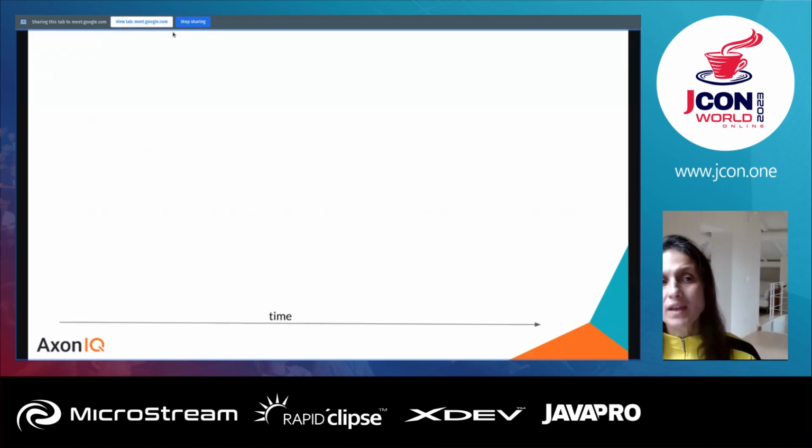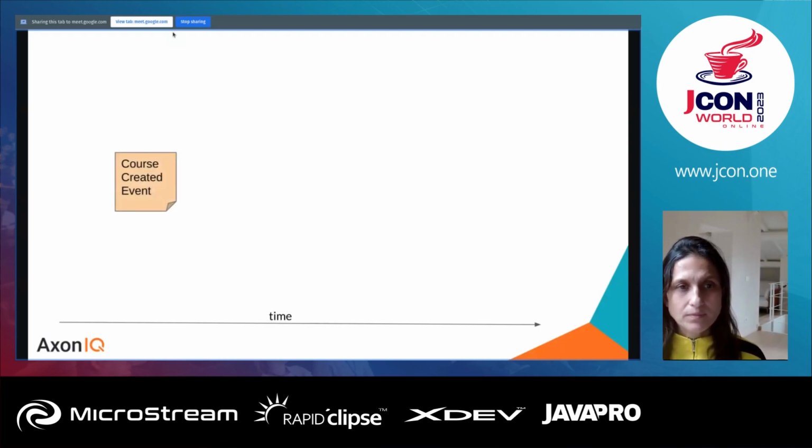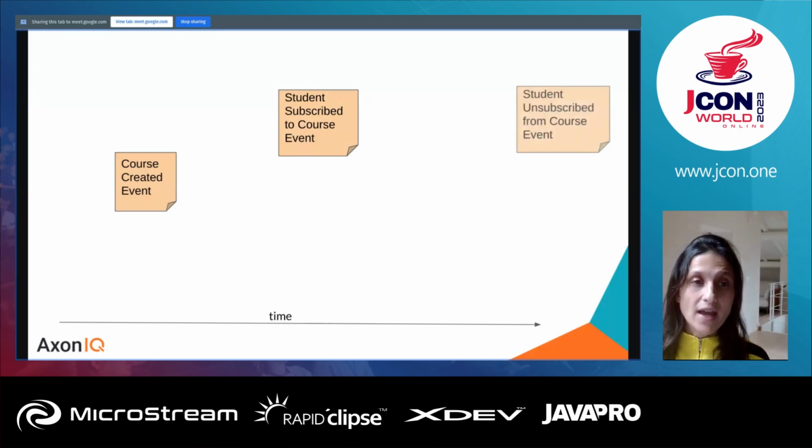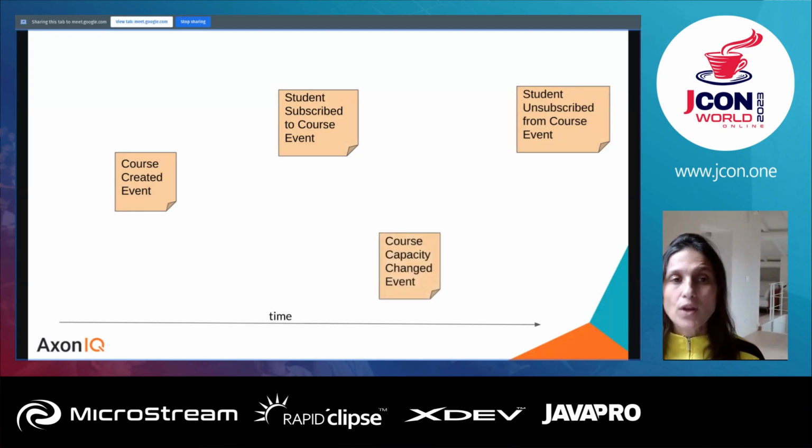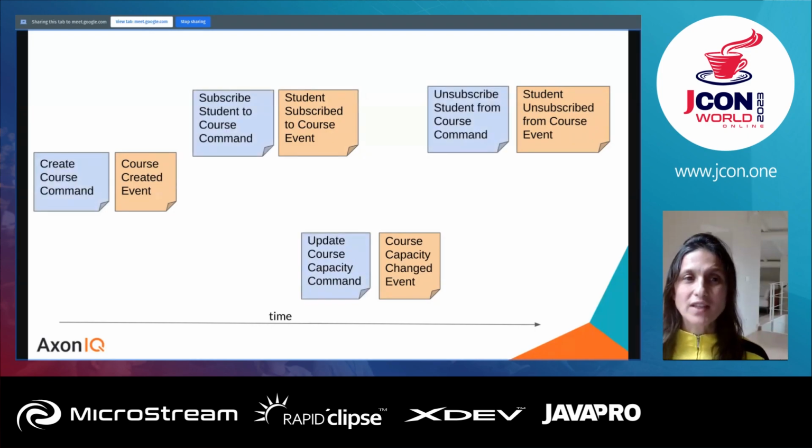First of all, we identify the events. After the course has been created, it may happen that a student subscribes to the course, and it may also happen that a student unsubscribes. We know that from time to time the course capacity may be updated, and we can now move on to analyzing the commands that triggered these events. In our example, all these events are triggered by commands sent by the user through the UI. So far so good. This process is pretty simple and natural.